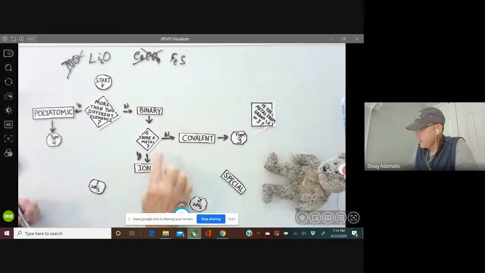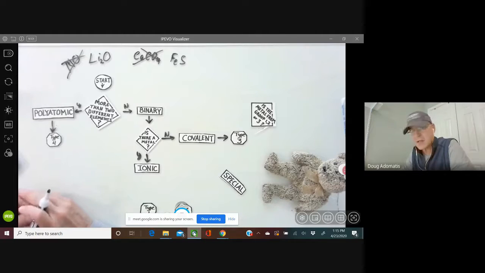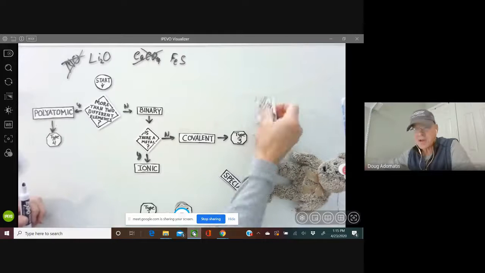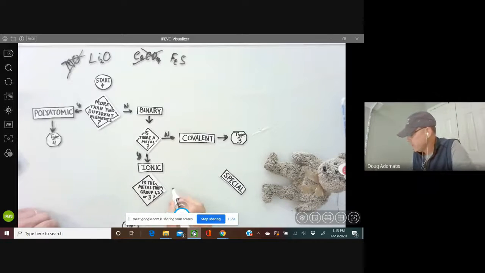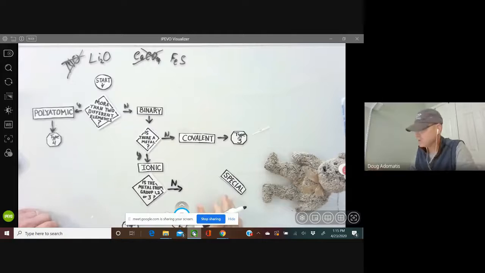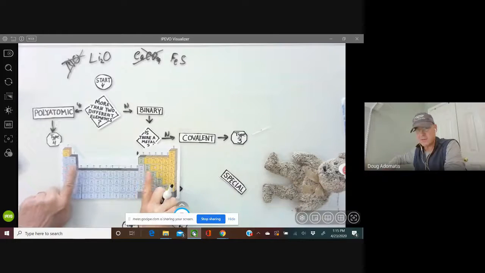All right. So now there are two different types remaining, and two different types of compounds that have metals in them. So we need to ask ourselves one more question. Is the metal from group 1, 2, or 13? And if the answer is, I've got to think about this. If the answer is no, that means it's a transition metal, because the transition metals, let me grab my chart over here, the transition metals are those metals that are in between here, right?